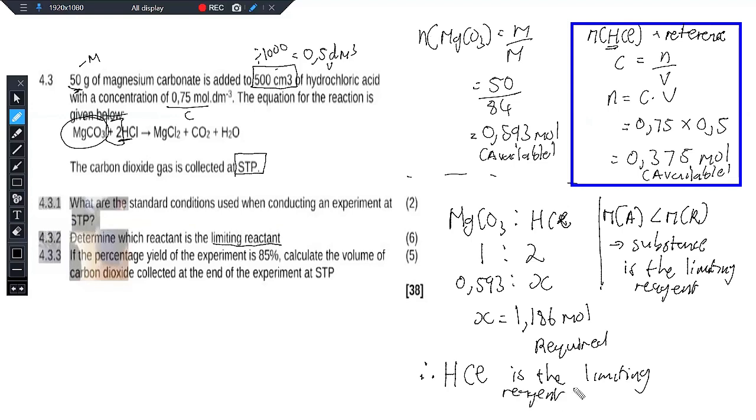Why is it so? Because the number of moles available is actually less than the number of moles that are required to react all of the magnesium carbonate. So I hope that makes sense. Okay, now let's proceed to 4.3.3.